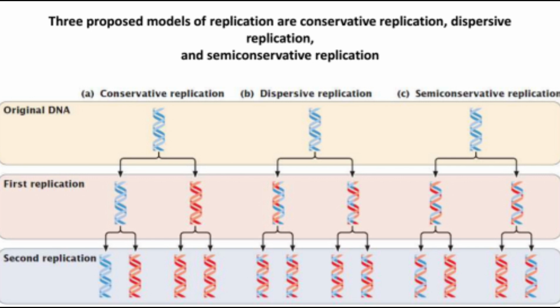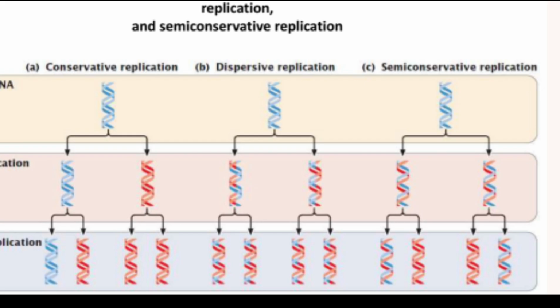Then semi-conservative replication is intermediate between the two models. The two nucleotide strands unwind and each serves as a template for the new DNA molecule. So these are the three proposed models of replication: conservative replication, dispersive replication and semi-conservative replication.